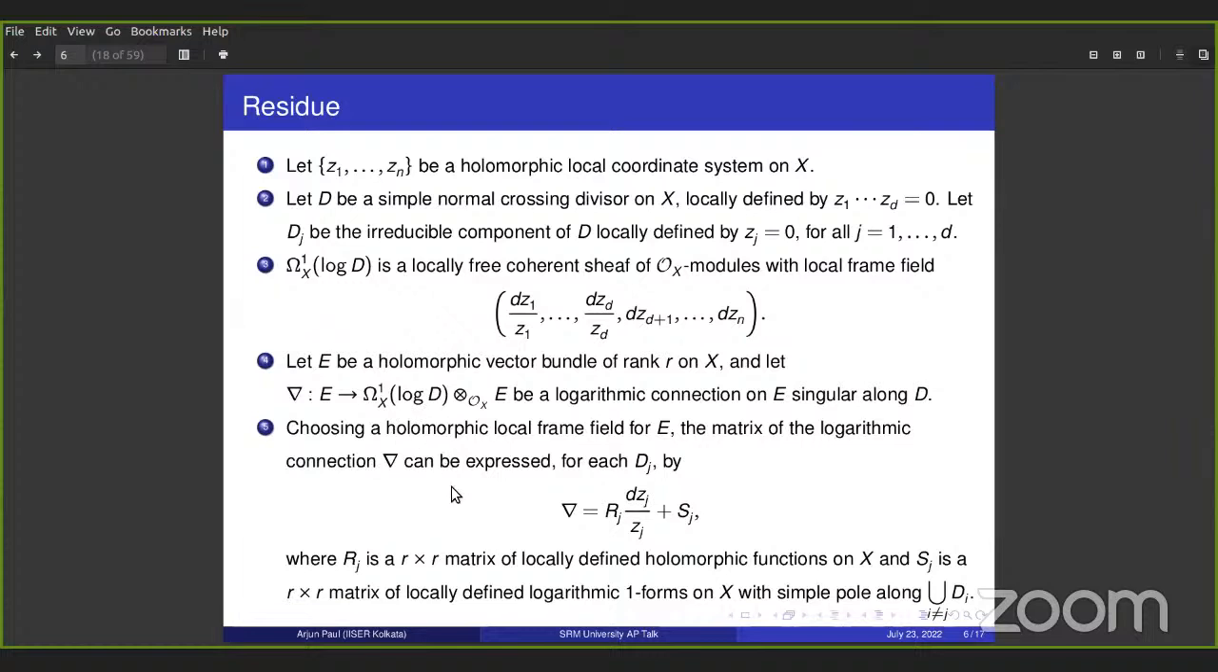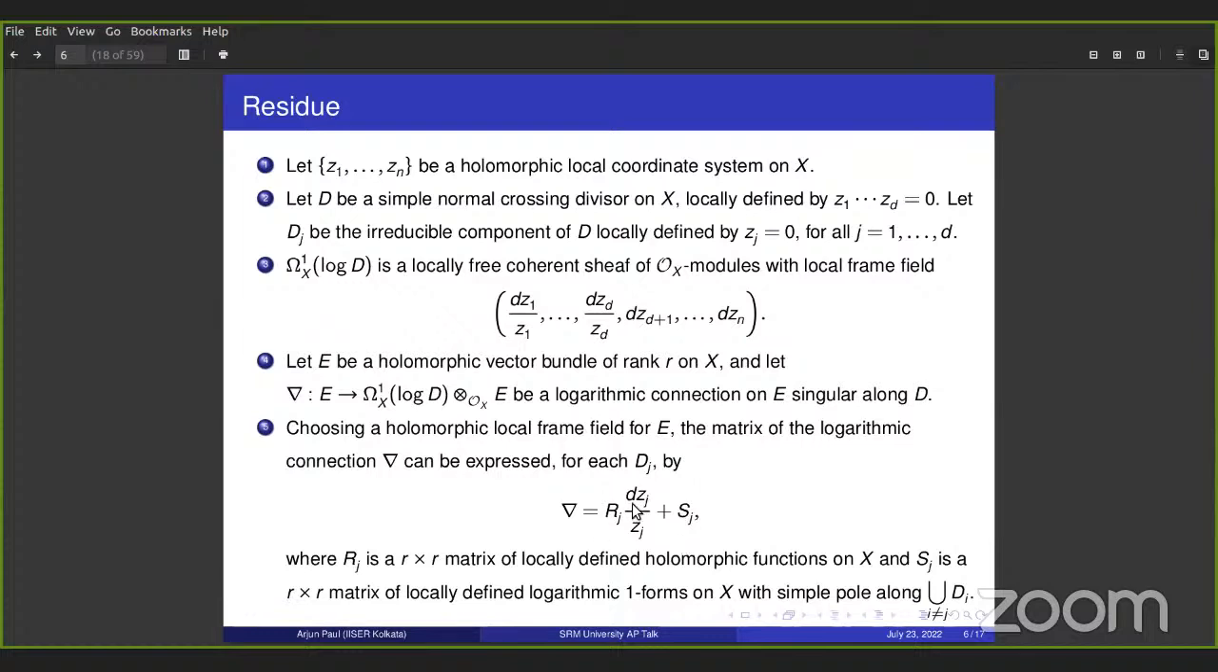Then, if you write down this local expression, nabla looks like nabla equals R_j times dzj/zj plus S_j. Okay, where this R_j is an r by r matrix of locally defined holomorphic functions on X, and this S_j, the second part, is an r by r matrix of locally defined logarithmic one-forms on X with simple poles along the union of the divisors Di, where i is not equal to j. Okay, for each irreducible component Dj of this divisor, we can write the local expression for nabla in this way.